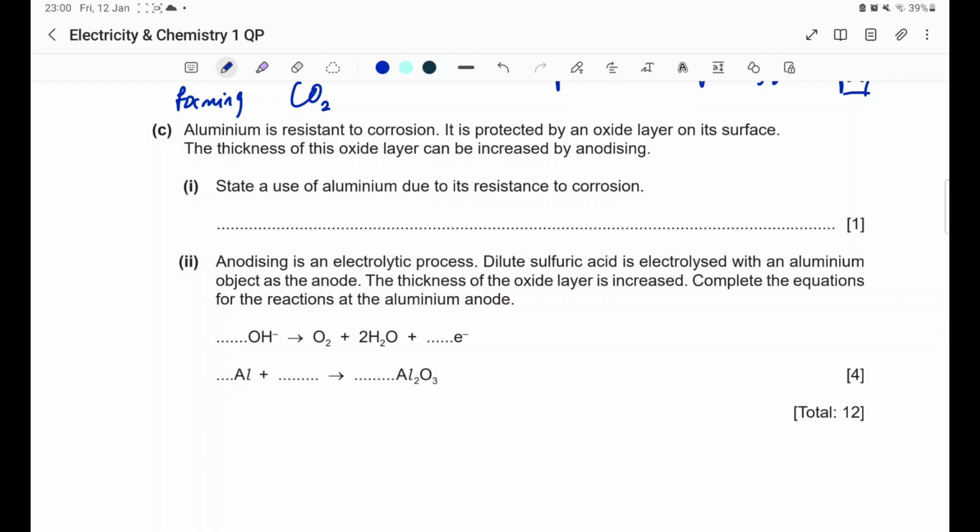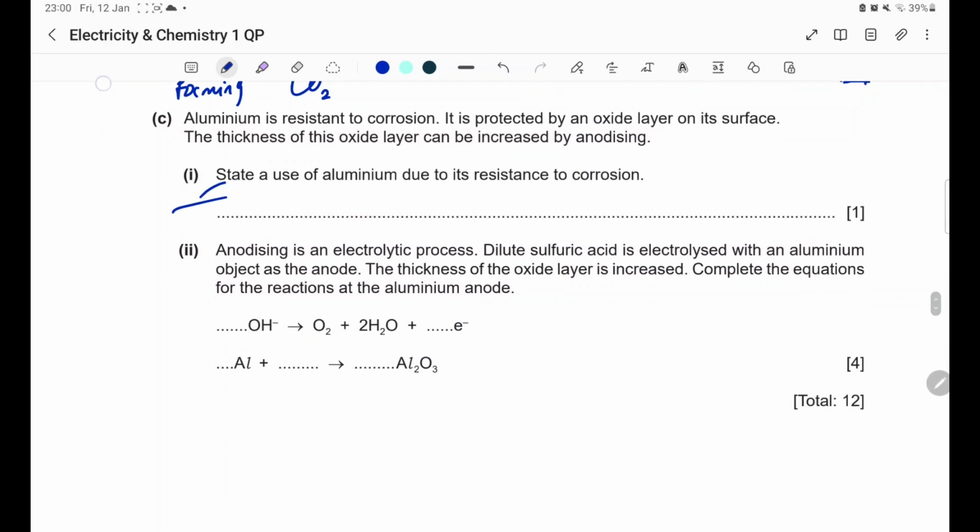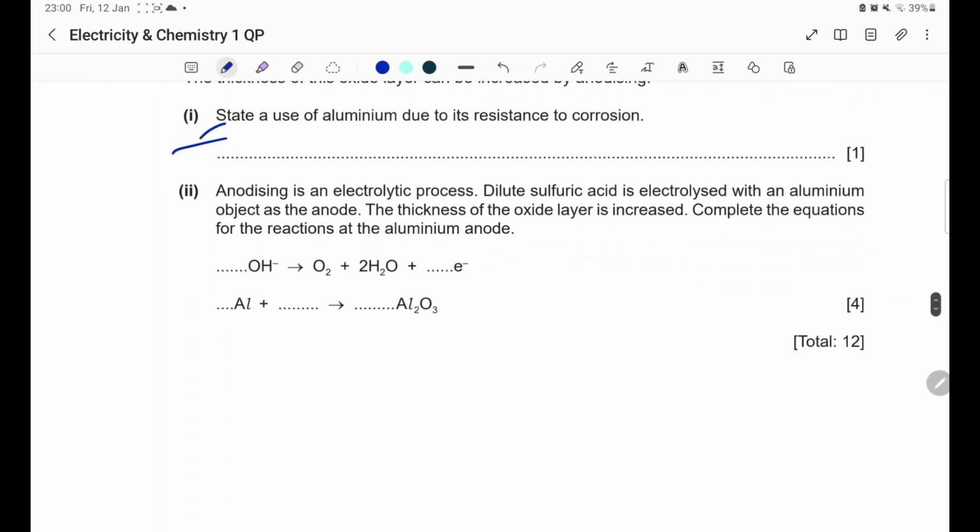Thickness, oxide, this is details from another chapter. Anodizing is an electrolytic process. The dilute sulfuric acid is electrolyzed with an aluminium object as the anode. The thickness of the oxide layer is increased. Complete the equation. So really all of the information that they gave us was absolutely useless.